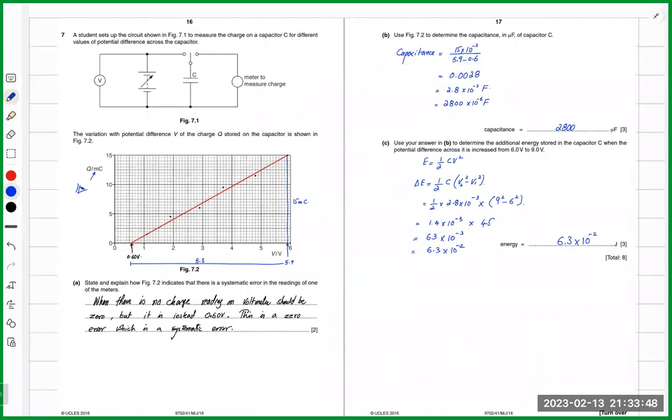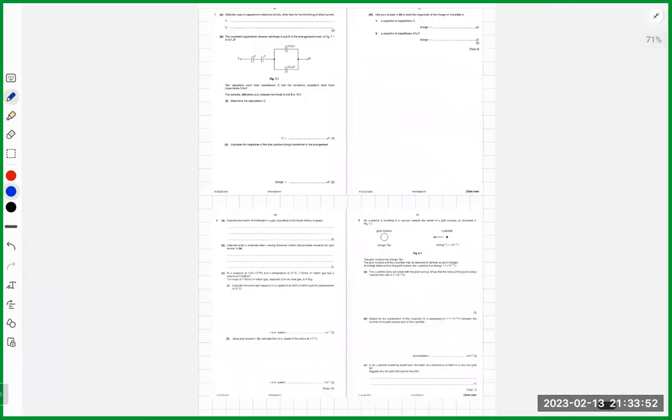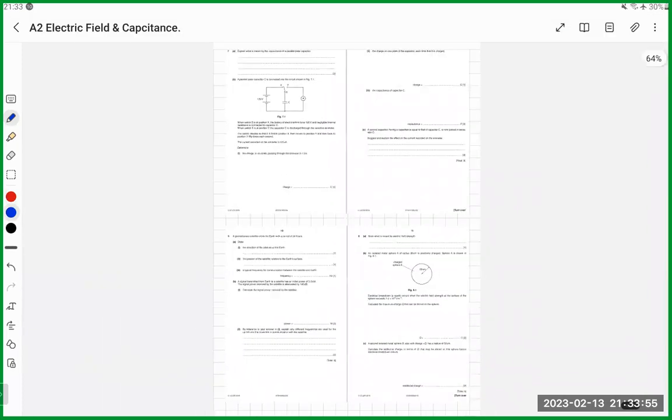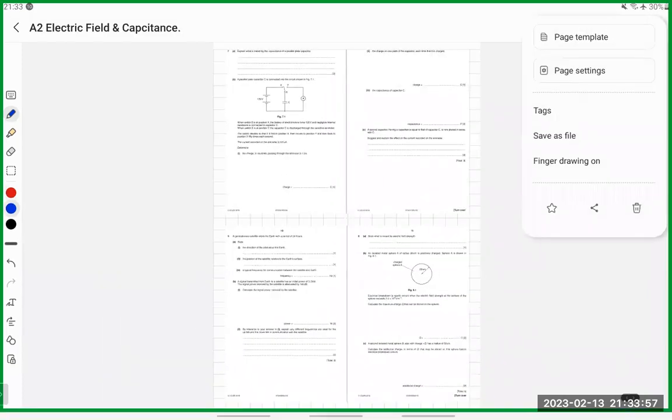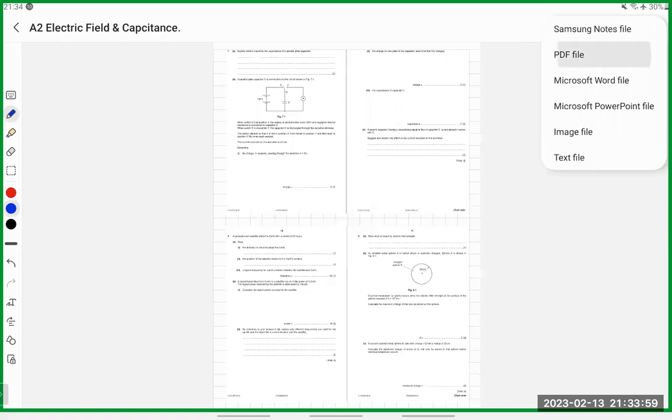Okay, the rest of the questions are yours. You can practice them by yourself. I'm sharing the PDF of this with you, so you can see the old notes.